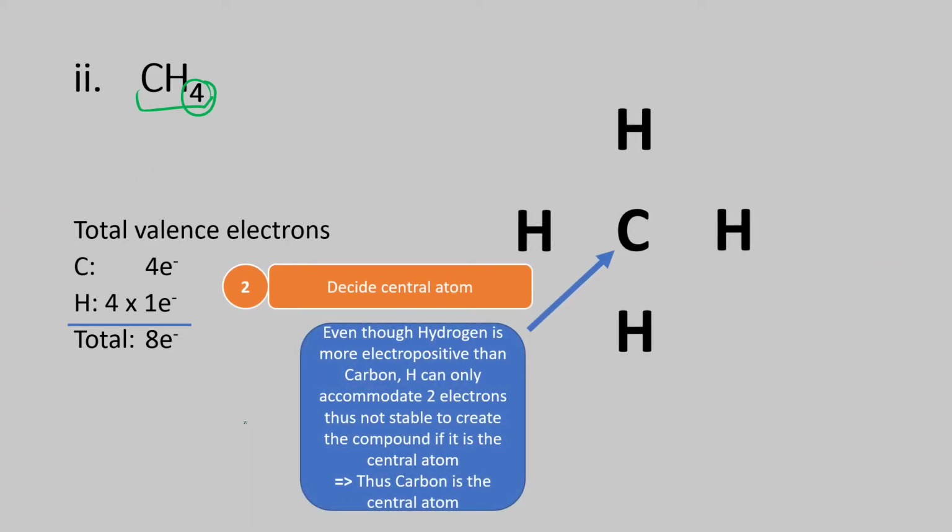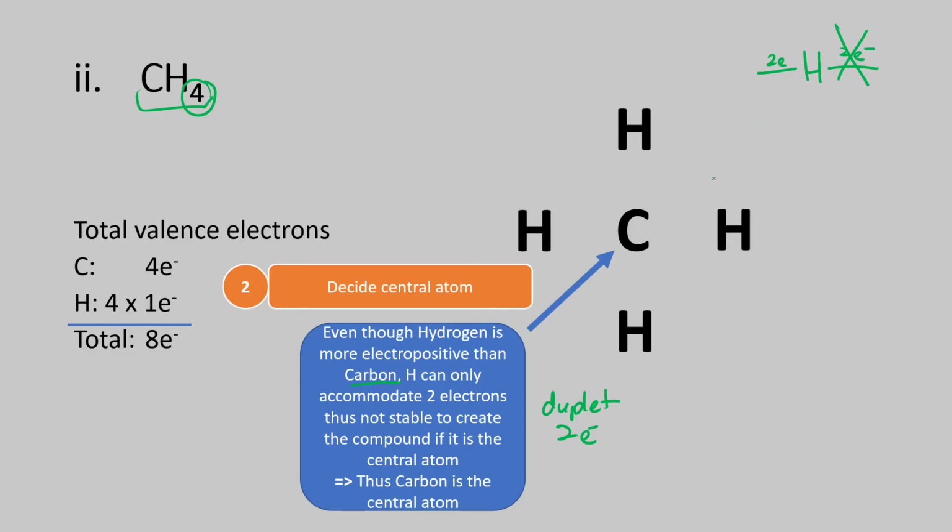So the second step, we decide the central atom, which should be carbon, even though hydrogen is more electropositive. We always put hydrogen on the outside because hydrogen, if you remember, at most has a duplet, which is 2 electrons. If we put hydrogen in the middle, it can only have 2 electrons. Can we connect to other electrons? Because one bond already has 2 electrons, we cannot make another bond. So hydrogen will usually sit at the edge.